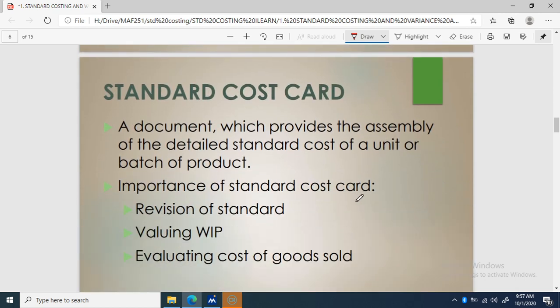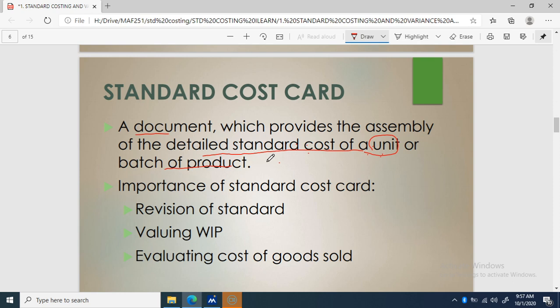Okay, standard cost card. So what is a standard cost card? A standard cost card is a document where we record the detail of standard cost for a unit or a batch of the product. So if we produce shirts, the standard cost card records the cost for 1 unit of shirt. If you produce oil, the standard cost card will record the cost of producing 1 liter of oil. So it depends on the cost unit of the product.